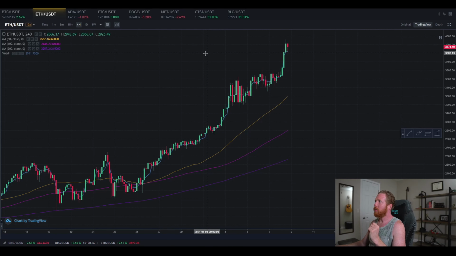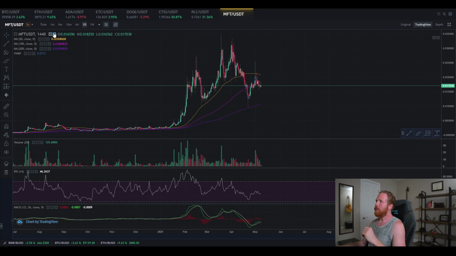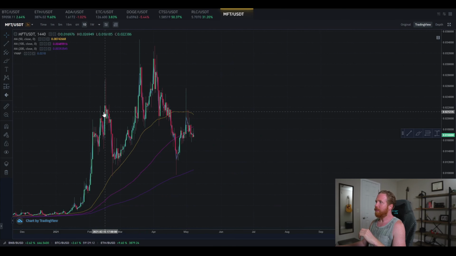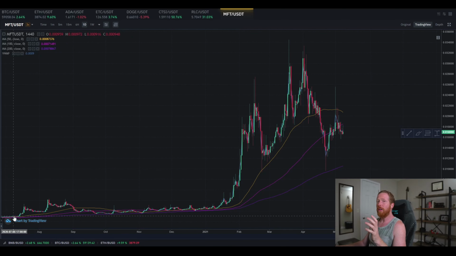Now moving on, let's go ahead and take a look at MFT, right? So MFT is interesting, as you can see here. I haven't looked at it yet, but I can see there's a lot of price action. It's actually kind of cool. So we'll take a closer look, and this is a one-day chart. We look at that first, and then we work our way down to the 4-hour, 15-minute, and possibly 1 minute, depending on the price action.